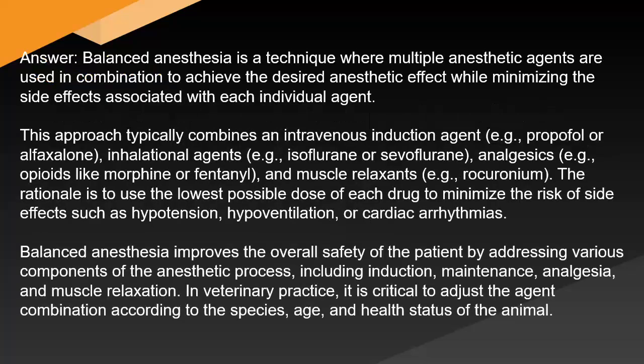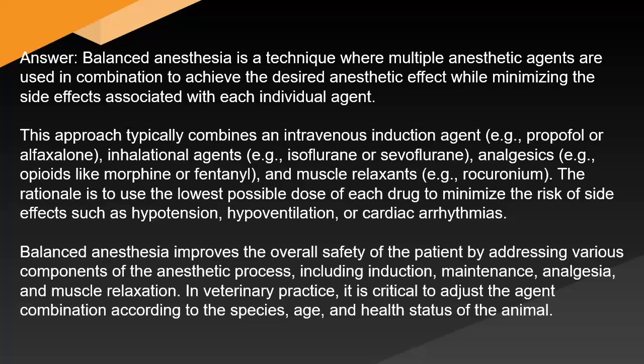Answer: balanced anesthesia is a technique where multiple anesthetic agents are used in combination to achieve the desired anesthetic effect while minimizing the side effects associated with each individual agent. This approach typically combines an intravenous induction agent, e.g., propofol or alfaxalone, inhalational agents, e.g., isoflurane or sevoflurane, analgesics, e.g., opioids like morphine or fentanyl, and muscle relaxants, e.g., rocuronium. The rationale is to use the lowest possible dose of each drug to minimize the risk of side effects such as hypotension, hyperventilation, or cardiac arrhythmias.